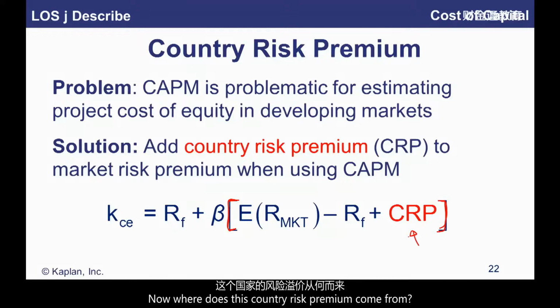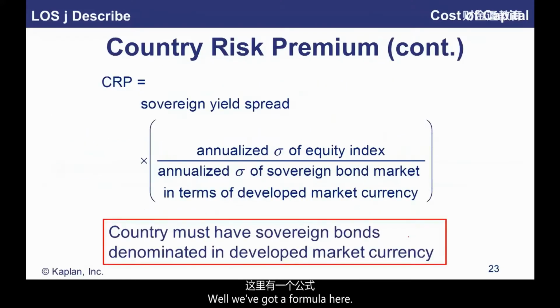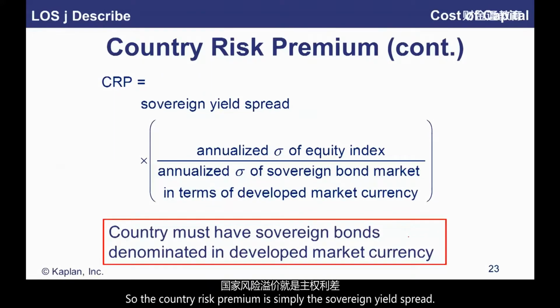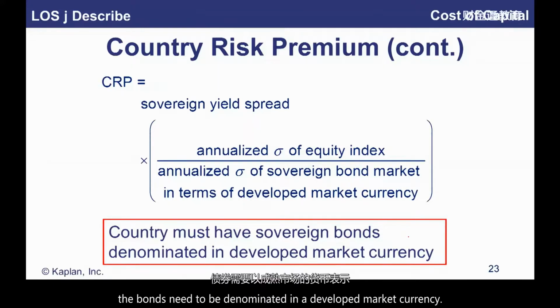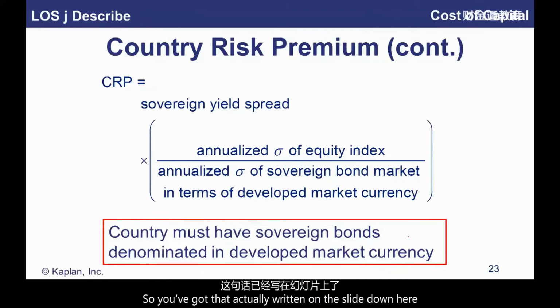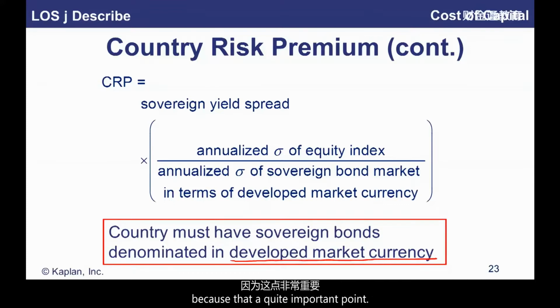Now, where does the country risk premium come from? How do you calculate it? Well, we've got a formula here. So the country risk premium is simply the sovereign yield spread. So we're going to start off looking at government bonds in the developing market and in the developed market. And actually, the bonds need to be denominated in the developed market currency. You've got that written on the slide down here, because that's quite an important point.